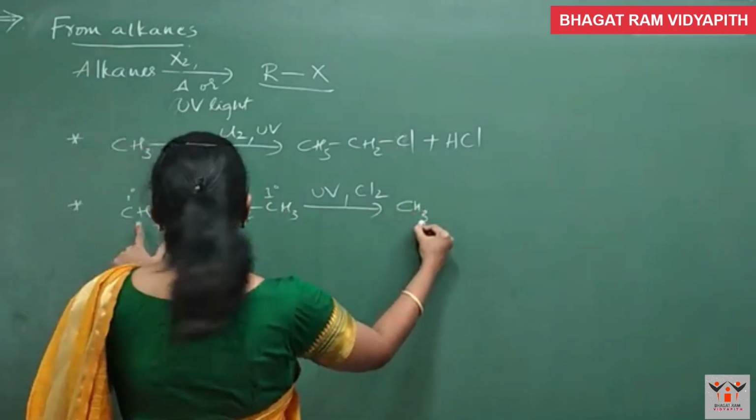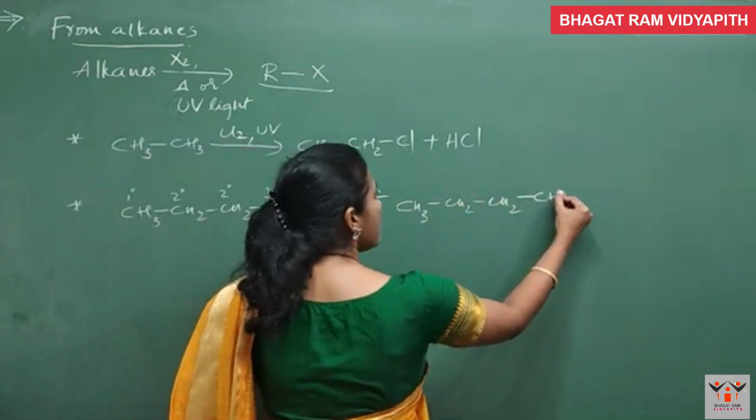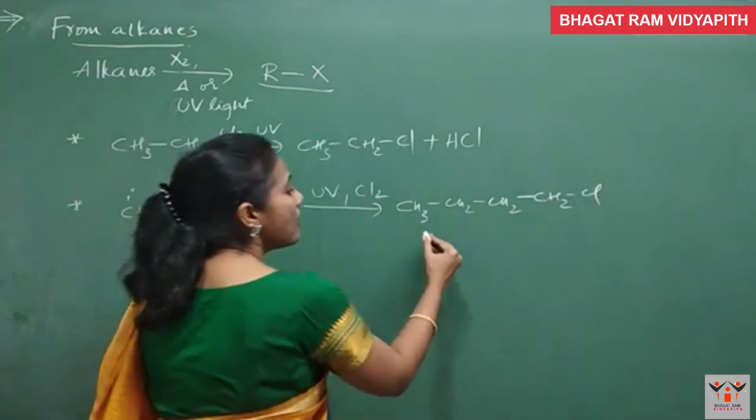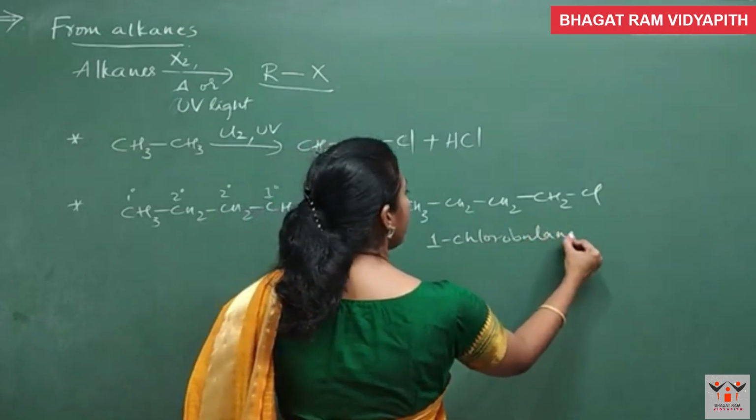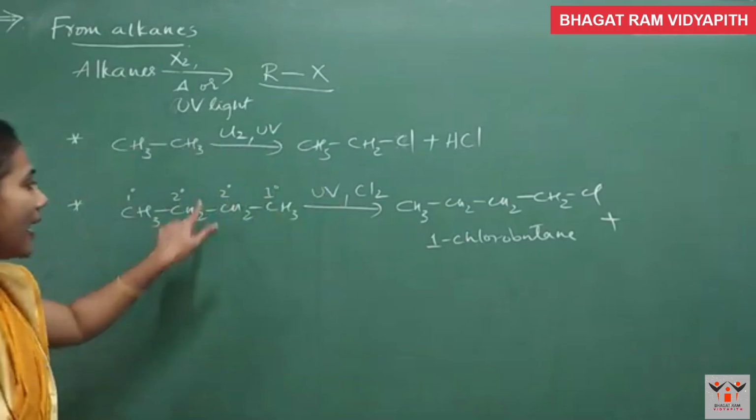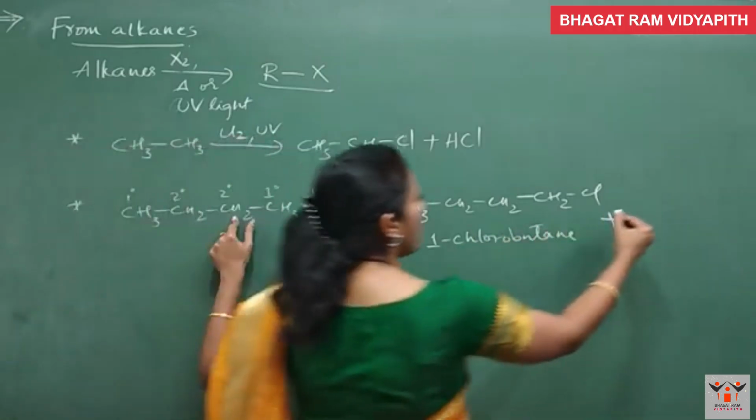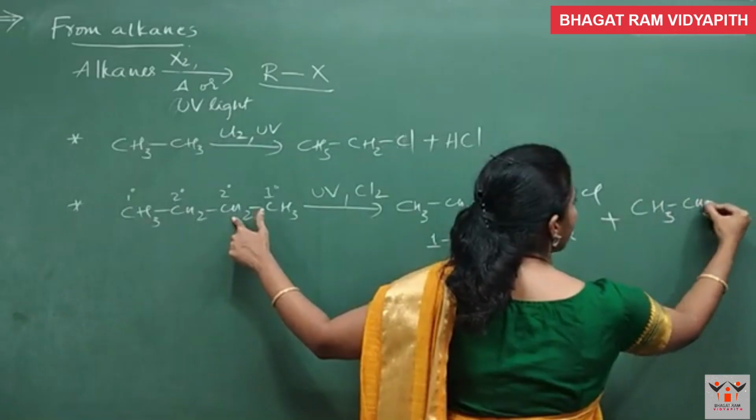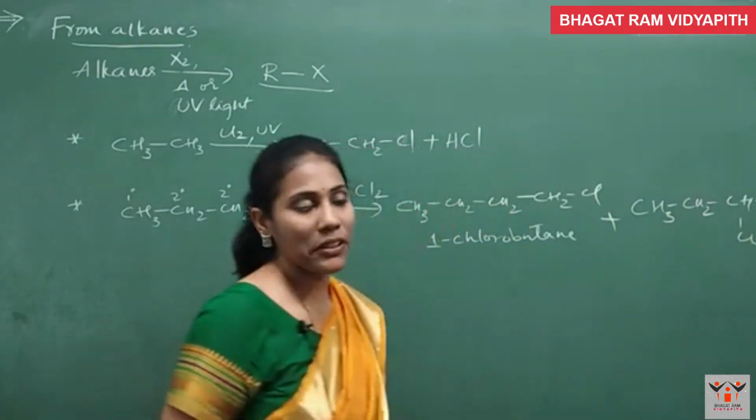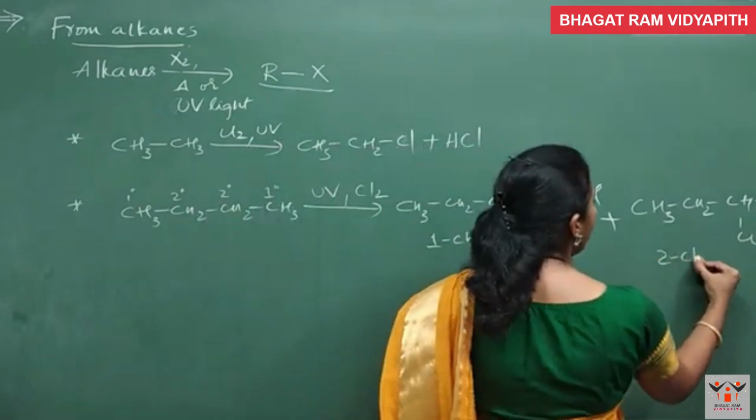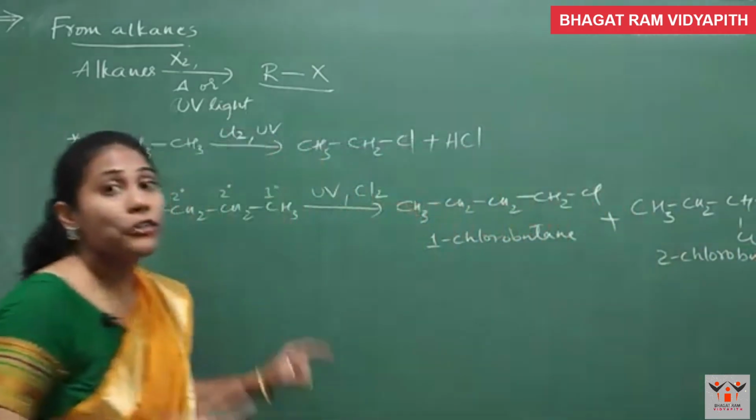Let me replace this. So I get my first product as CH3, CH2, CH2, and I am replacing one of the hydrogens with halogen, so CH2Cl. So this is 1-chlorobutane, right? So this is the first product I get. And the other product is where I replace any of the secondary hydrogens with halogen. Let me replace this hydrogen. So what is the product we'll get? CH3, CH2, CHCl, CH3. I can also replace this and I get the same compound, right? So this is 2-chlorobutane. This is where you have to be careful.